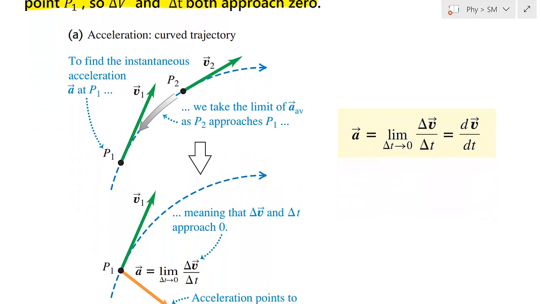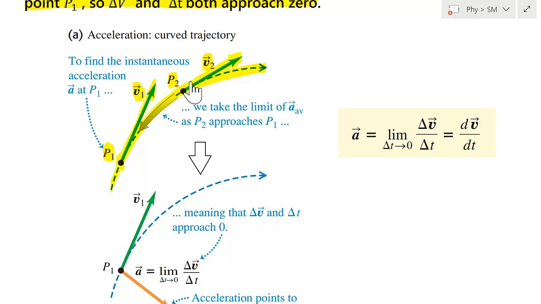So let us try to illustrate this. First we'll illustrate for a curved path, and then for a straight line path. How can we calculate instantaneous acceleration when the object is moving in a curved path? This is the same car that is moving in this curved path. This is point p1, and this is the velocity vector v1. At point p2, this is the velocity vector v2. So these two are the instantaneous velocities at point p1 and point p2. What is my target? My target is to calculate instantaneous acceleration.